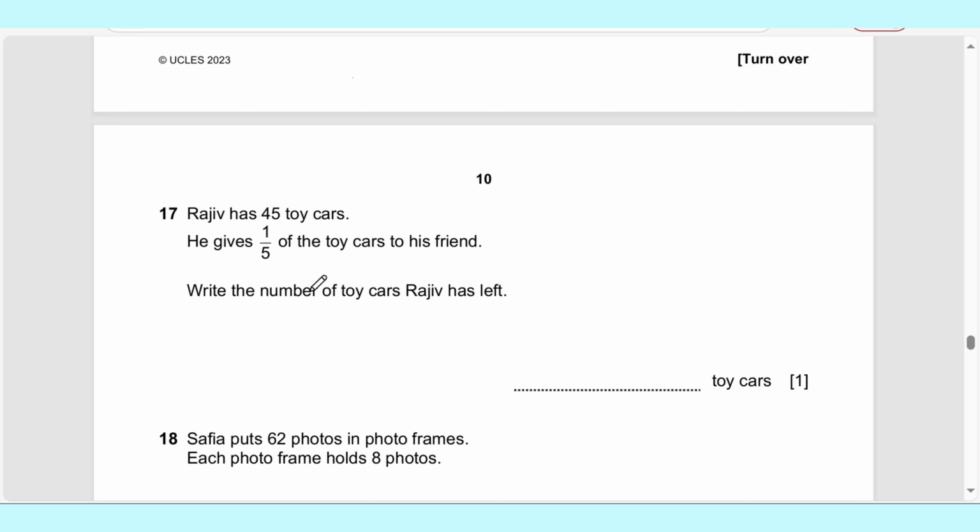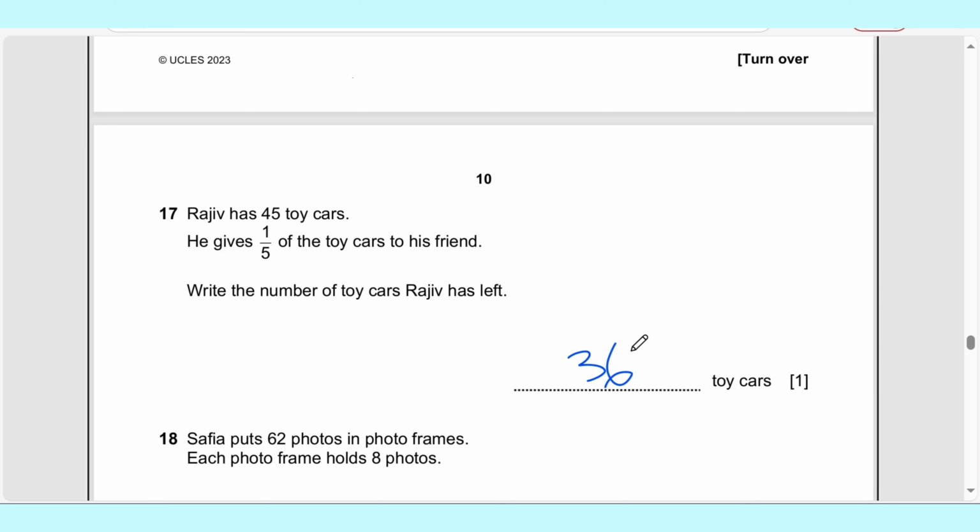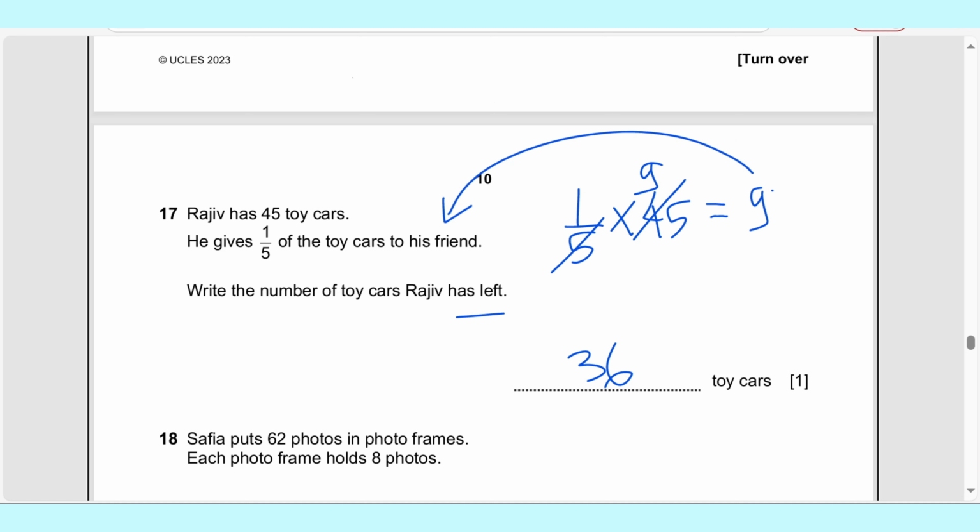Okay, let's check out the answer, guys. So the answer is 36. How do we get the answer? So 1/5 is given. 1/5 out of 45, we can count that 45 divided by 5 is 9. So 9 is given to his friend. Now what is left is the first amount minus what was given, so we will get 36.